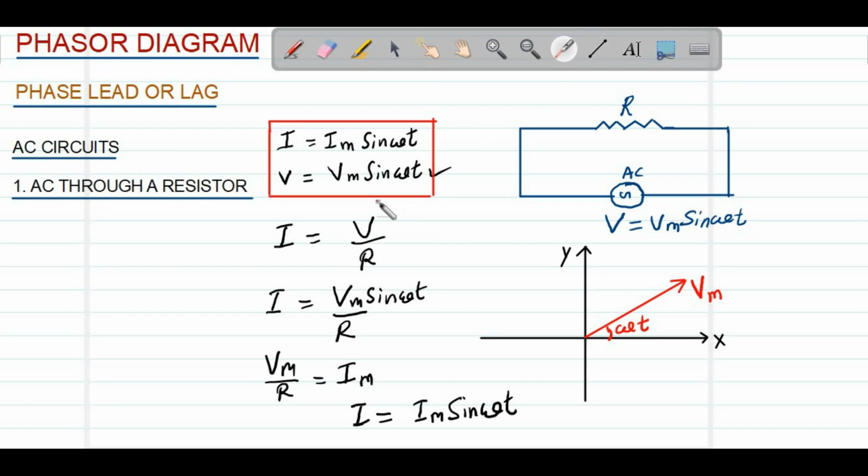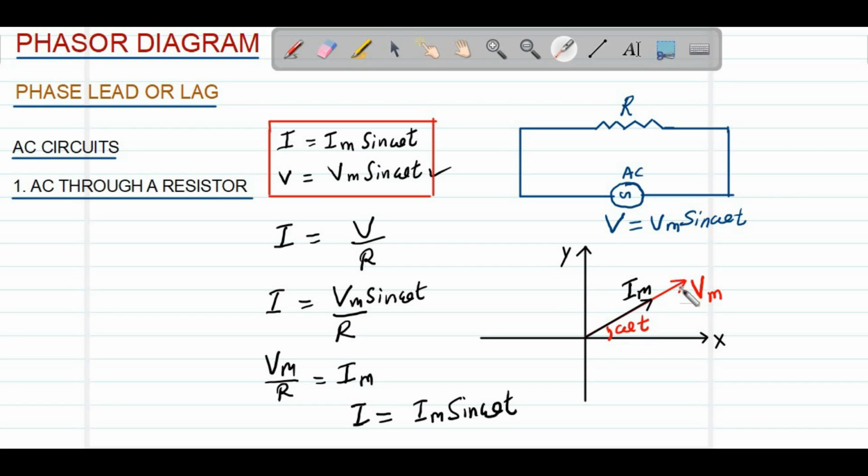From these two equations we can see the current and voltage have the same phase, omega t. So if I draw the phasor of current also in this same graph, the phasor of current will come at the same angle omega t. Suppose this vector represents Im, the peak value of current. So what we can see here is the phasors of current and voltage are in the same direction with the same phase, the same angle omega t.